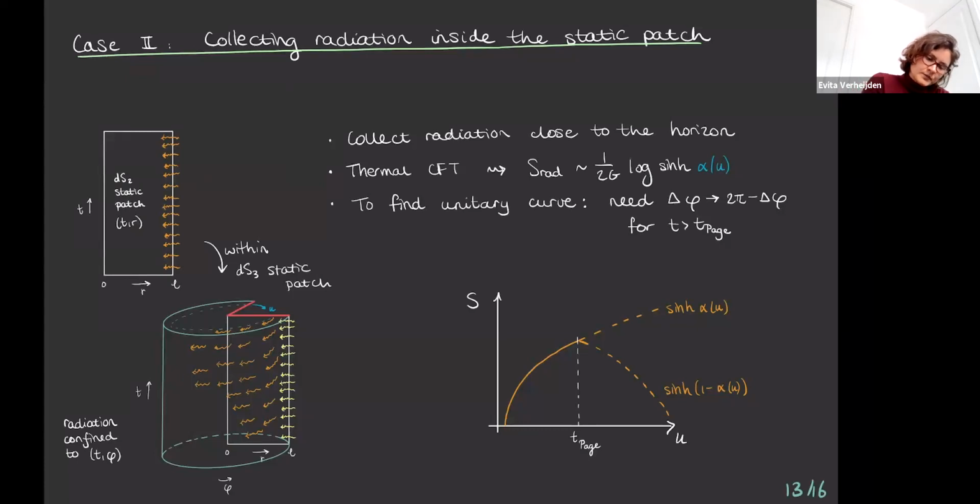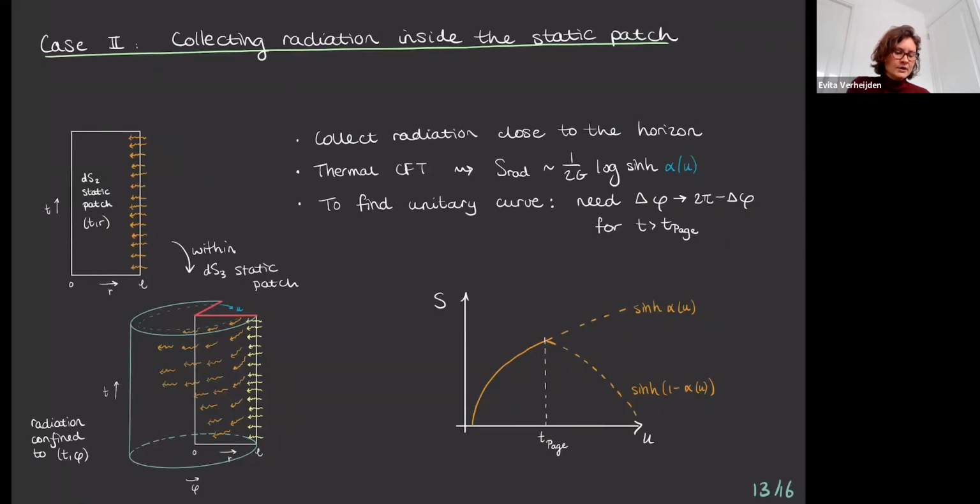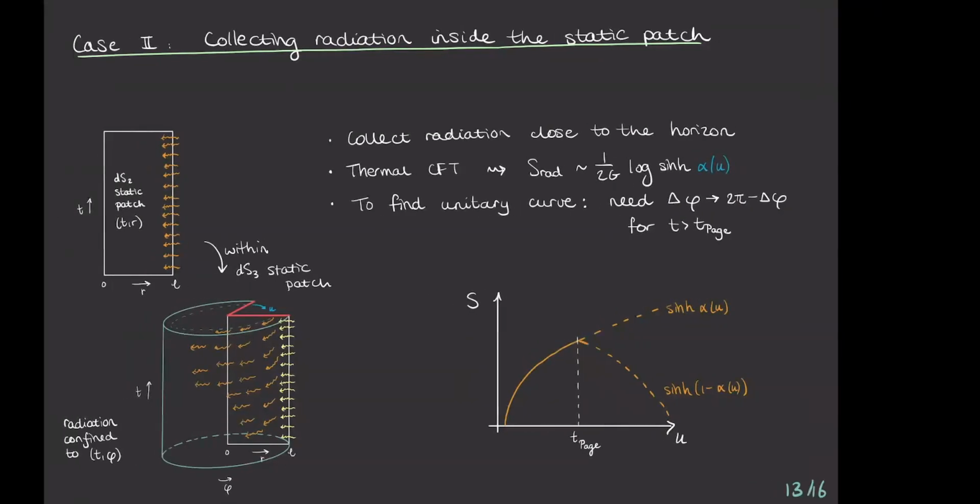So I'm saying that after the page time, instead of looking at delta phi, you should look at the complementary interval, and then this curve would go down. But again, I've drawn these dashed lines to indicate that we think that you should not trust the computation after the page time anyway. So let me explain why.